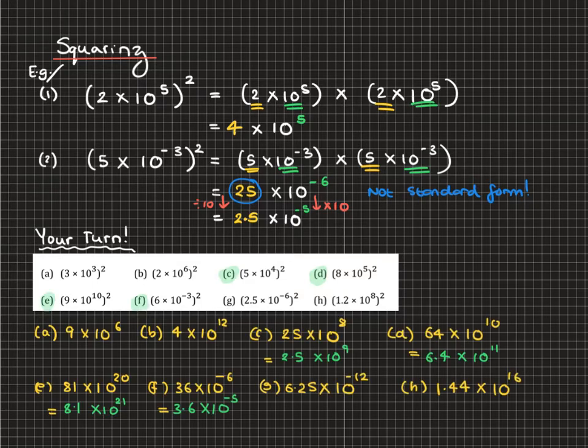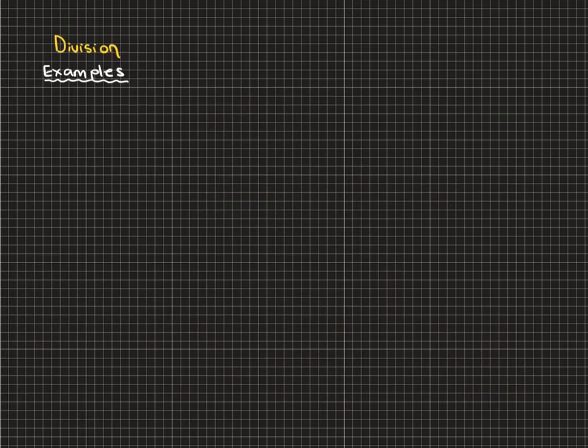So here are the answers, and hopefully you spotted that parts C, D, E and F all required a second stage of working. So we're now going to have a look at a series of questions that will involve division. So as ever, here come some examples. So number 1, we've got 4 times 10 to the 9 divided by 2 times 10 to the power 3.